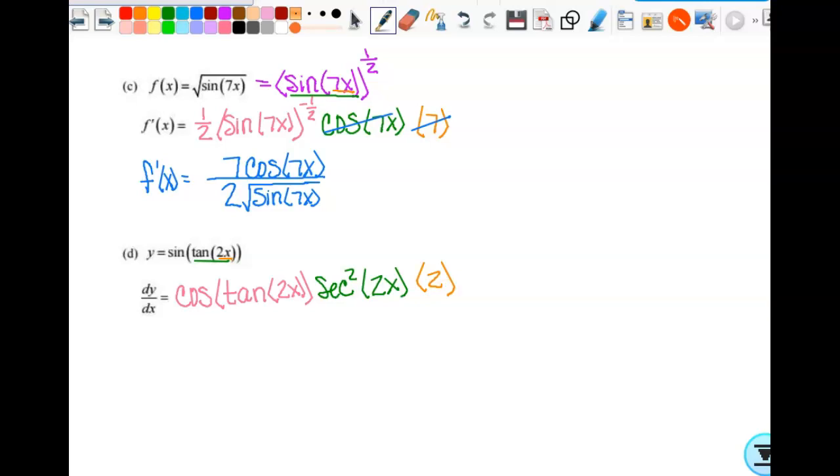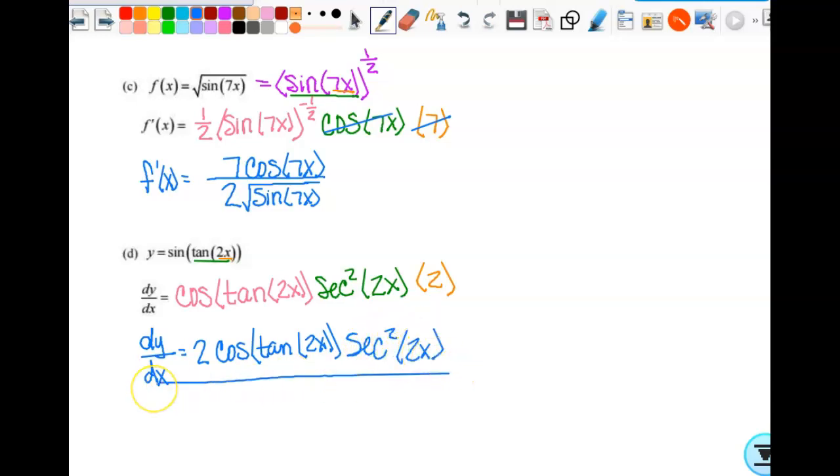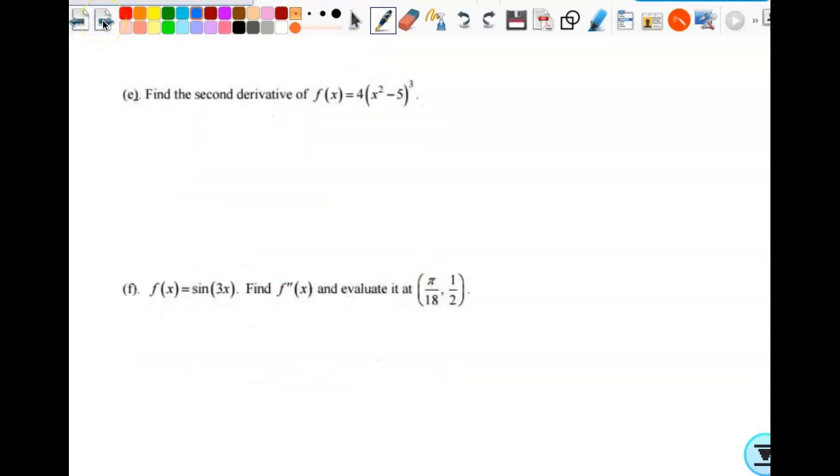Okay. So really the only thing to do here to clean this up is to bring that 2 out in front. 2 times the cosine of the tangent of 2x times secant squared of 2x. There's your answer. What questions do you have? If you needed to take the second derivative, then we would have to use chain rule and product rule, right? Like we're not going to do that right now, but that's what we would have to do, right? Okay. Questions?